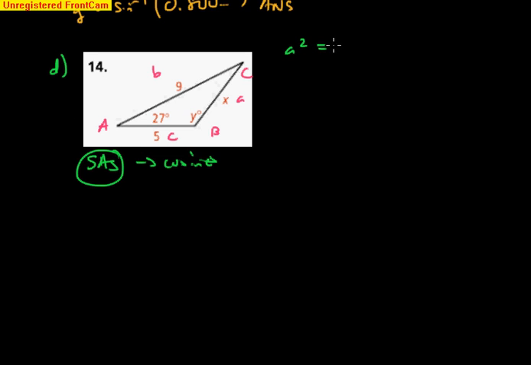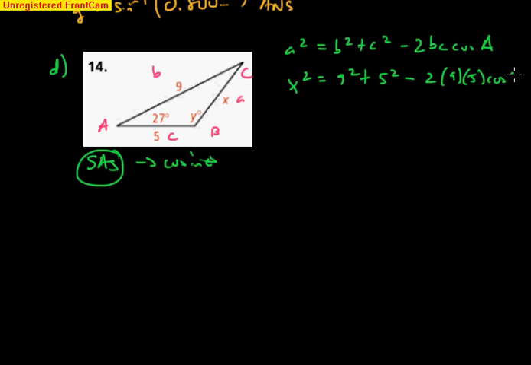I'm looking for A, so A goes first. A squared equals B squared plus C squared. Finish your Pythagorean theorem. Minus 2BC cosine of A. Ends how it starts. A is x. B is 9 squared plus C is 5 squared. Minus 2 times 9 times 5 cosine, and A is 27 degrees. And we like this because all the numbers are on the right, so go ahead and find it.